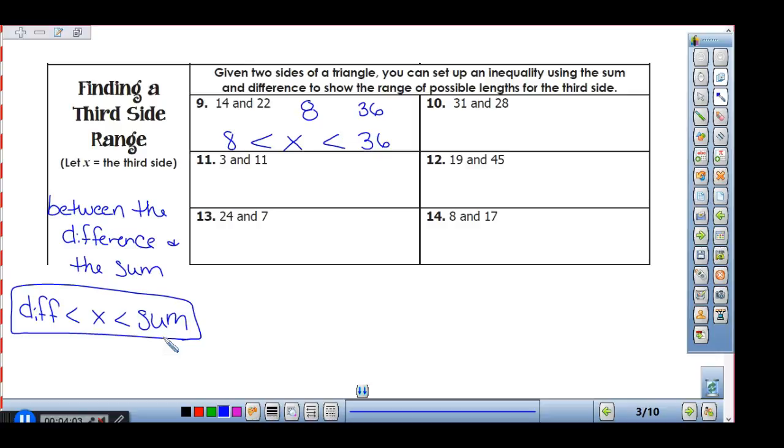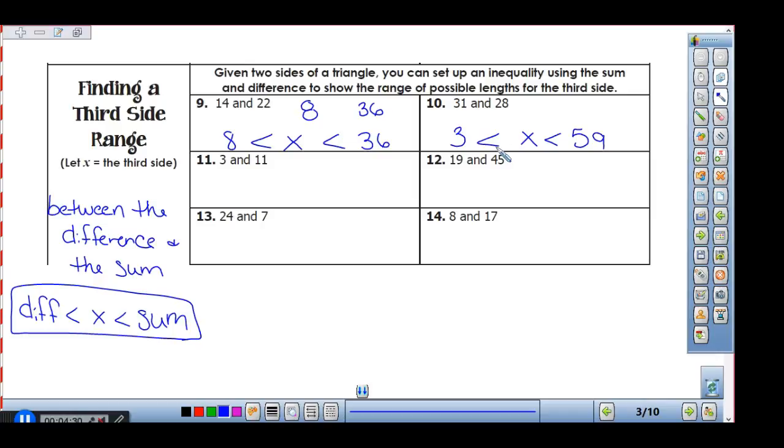Okay, so in number 10, X goes in the middle. My difference is what? Yep. So X is in the middle. What's my difference? 3. What's my sum? 59. So X has to be less than 59. Has to be greater than 3. It has to be less than 8. No, it has to be greater than 8.